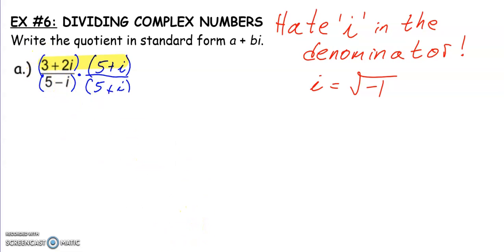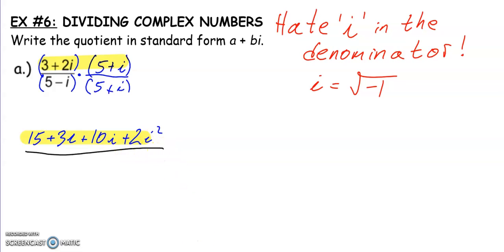So I'm going to write, let me get that color going so we can see where I'm writing my answer and why I'm writing it. Here we go. We're going to take 3 and distribute it into the parentheses. So 3 times 5 is 15 plus 3i. And then do 2i distributed into the parentheses: plus 10i plus 2i squared.